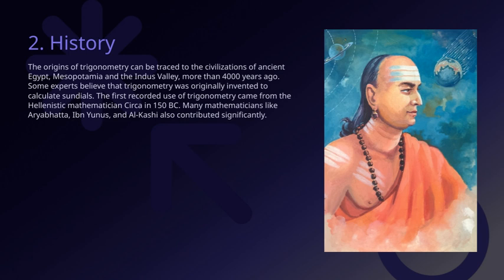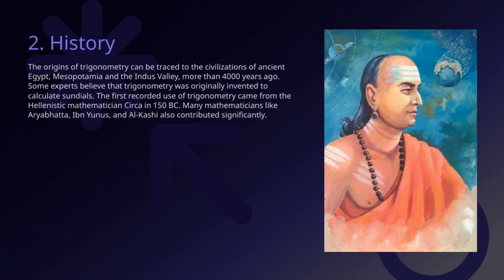Some experts believe that trigonometry was originally developed to help calculate sundials, which were essential for telling time before mechanical clocks. The first recorded use of trigonometry, however, comes from the Hellenistic mathematician circa around 150 BC. Over time, many other mathematicians made significant contributions, including Aryabhata from India, Ibn Yunus from the Islamic world, and Al-Kashi. Their work helped shape the trigonometric concepts we study today.